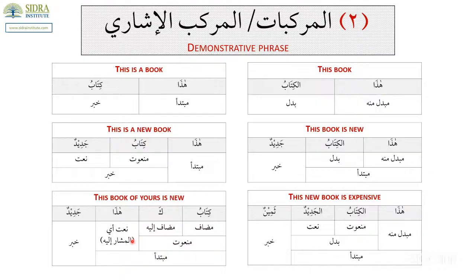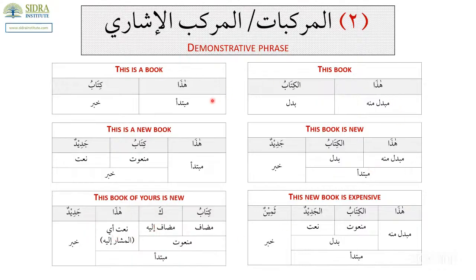Now man'ut and nat will group together and become mubtada'un. So that's why in English we could say this book of yours. There's no word "is" mentioned, because why? That is the part that just forms the phrase of the mubtada. Then the khabar comes, jadidun, which is new. Is new.